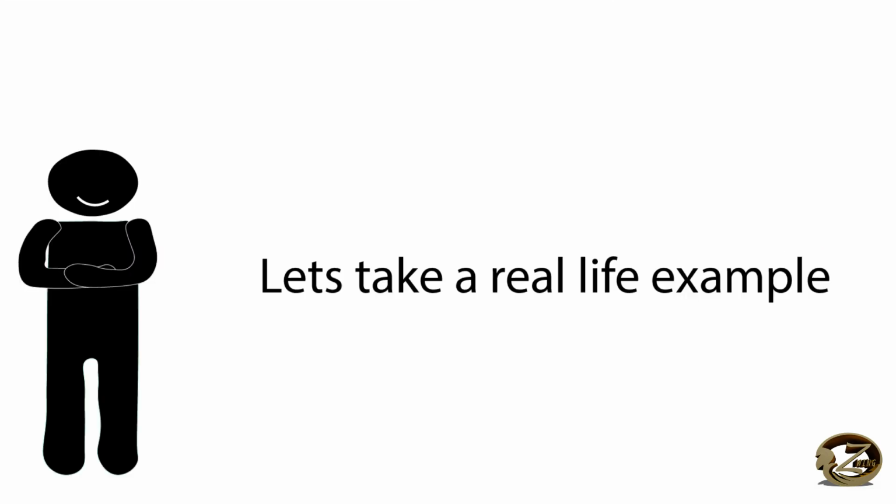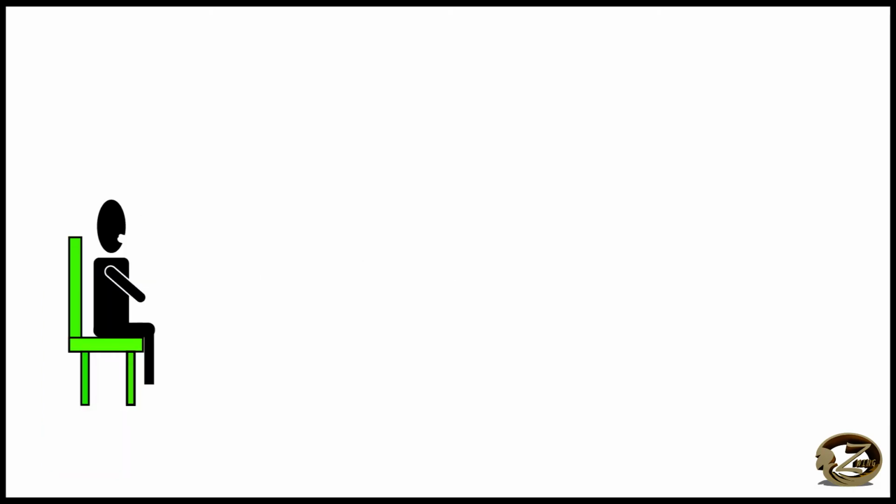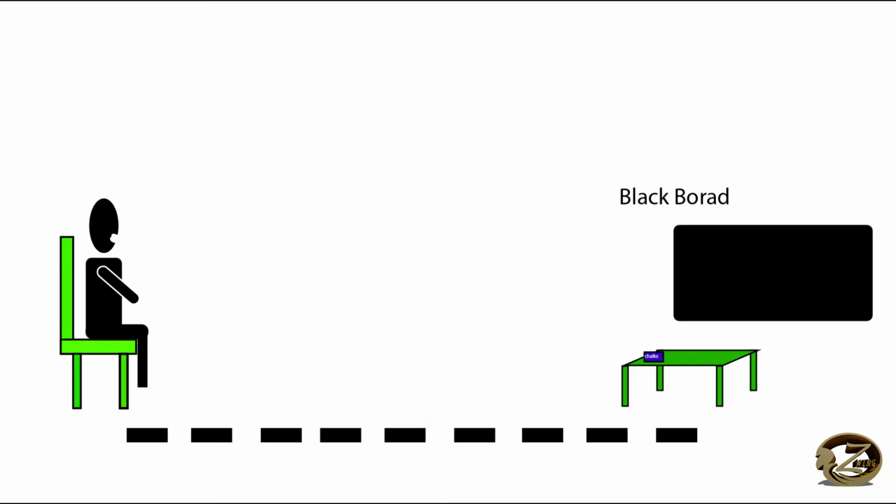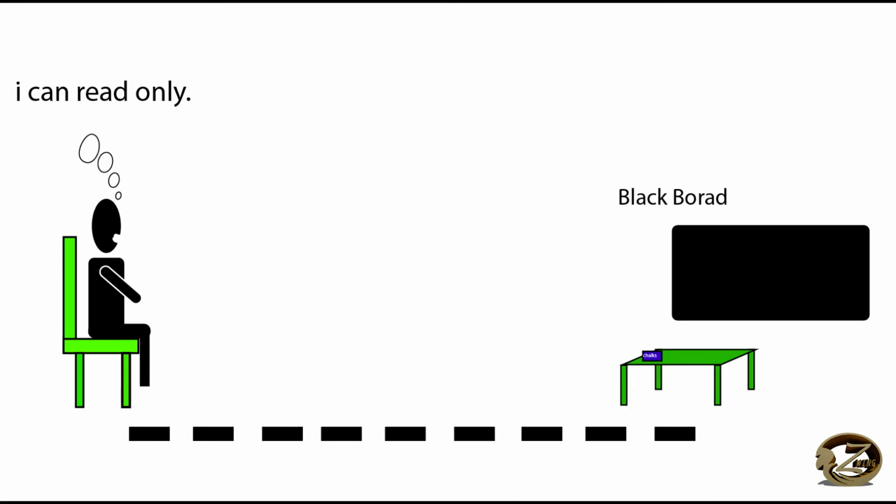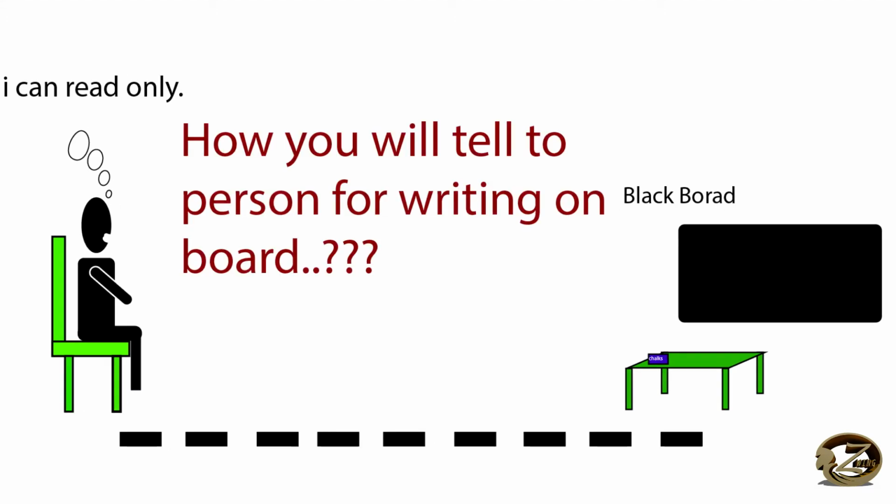To understand this, let's take a real life example. Suppose there is a person sitting on a chair and you want that person to write a message on a board. Now there is a problem: that person cannot understand your language and doesn't know how to get there and what to do. Now if I ask you how you will tell that person to do this task.